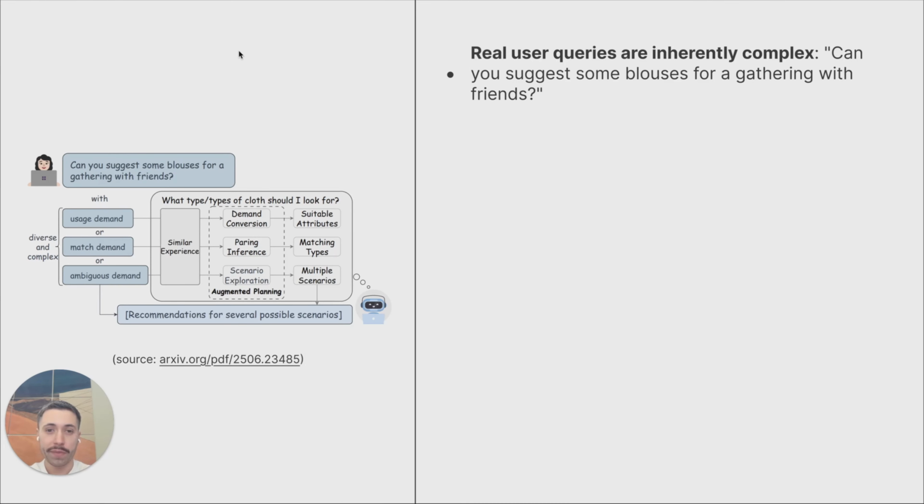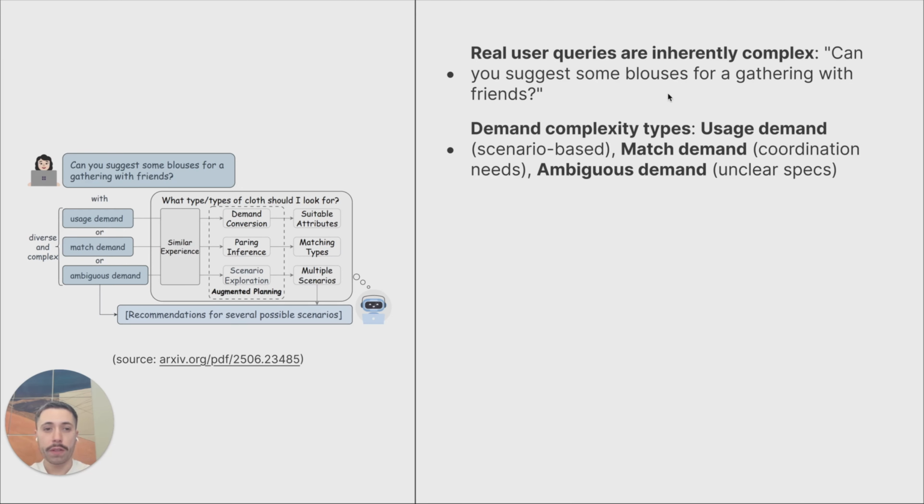Let's have an example. Imagine a user wants to get some blouses for a gathering with friends. Now let's break it down. This request has different complexity types. The first one is the usage demand, basically scenario-based, which is she wants to get the blouses specifically for a gathering with friends. So gathering with friends is a scenario. Then there can also be a match demand. Imagine it has to pair with her sneakers. And some of these demands can also be ambiguous, even this one, because it's also unclear what the dress code for this gathering is or the preferences she has.